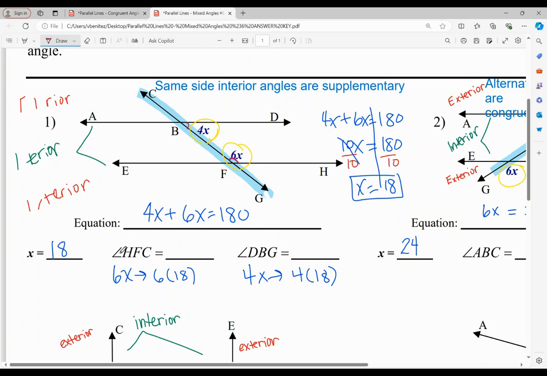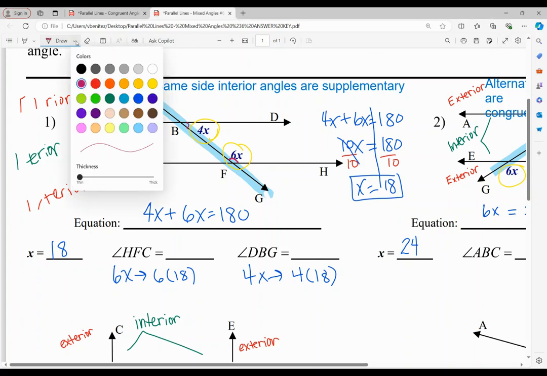So we know that angle HFC, meaning 6x, we're going to replace the x and we're going to substitute in the 18. So we have to do 6 times 18 to get that angle measure. 6 times 18 is equal to 108. So the angle measure of this first angle is 108.